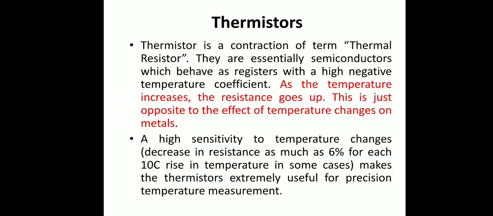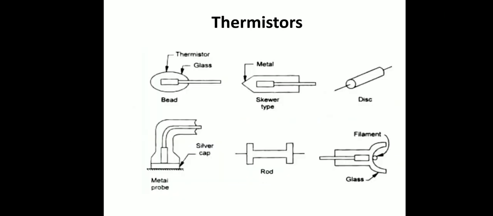Now we will discuss thermistors or thermal resistors. We have already discussed that resistance and temperature are proportional to each other in two ways. For a semiconductor, when temperature increases, resistance also goes up. But in case of pure material, the resistance will decrease when temperature increases. So thermistors also work under this principle, and commonly used thermistors are bead, square type, disc, metal probe, rod, glass, etc.